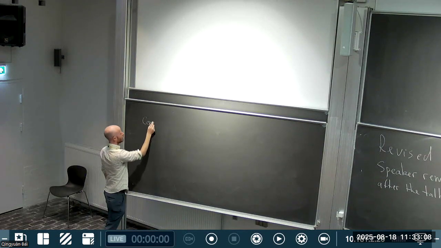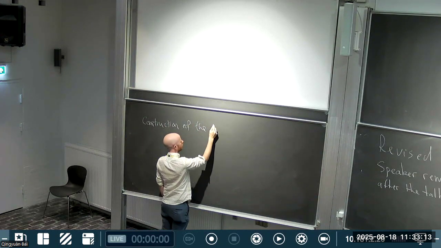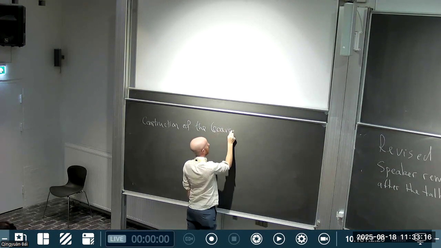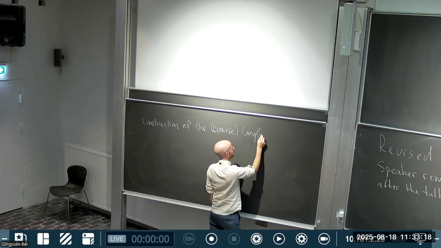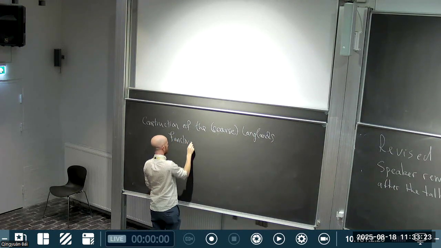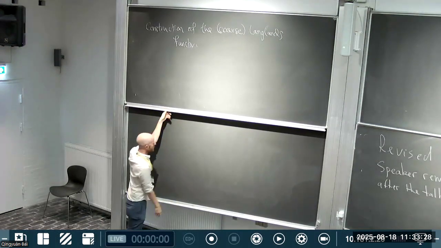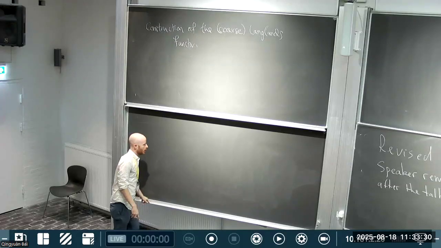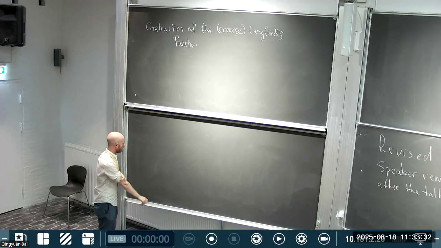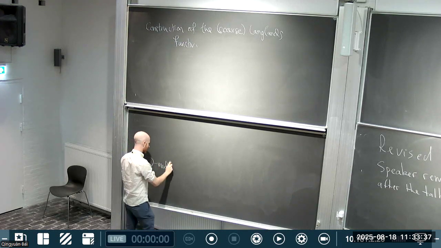Great. So what I want to talk about is the construction of the coarse Langlands functors. Let me say what we're going to do, and then I'll put some legal work also. What we're going to do is take the category of D modules.